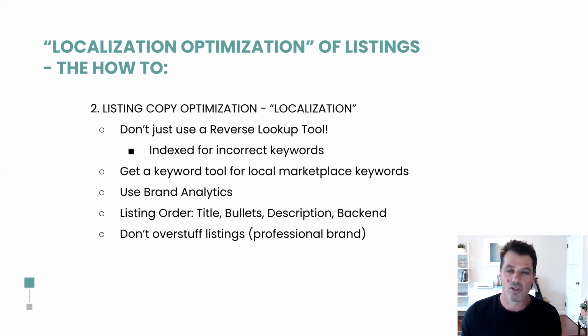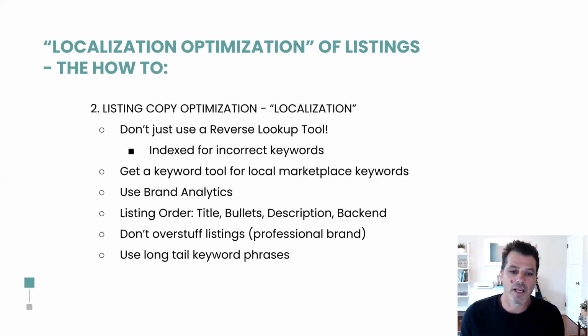Don't overstuff the listings. We've seen it time and time again. People put in all these keywords. It's kind of what they did in 2016 or 2014. But now just make sure you have a short title that's professional. If you broad match in your keywords, you can do a great job with a really simple, clear title, and then follow that with your bullets and your descriptions and your backend keywords.